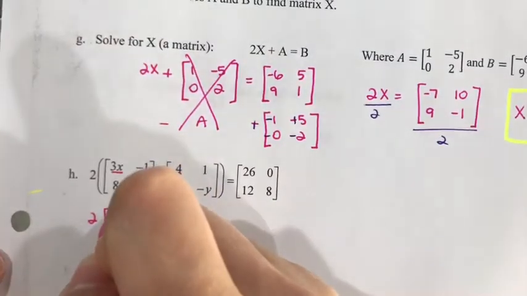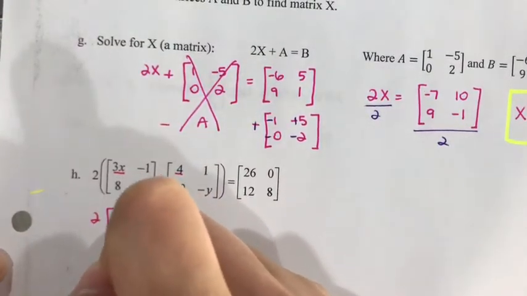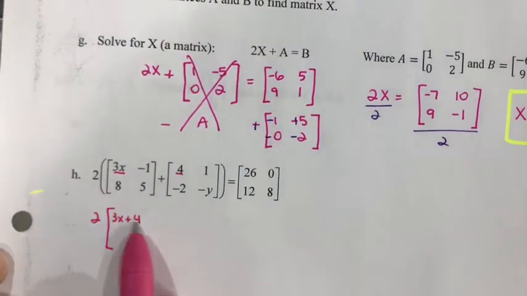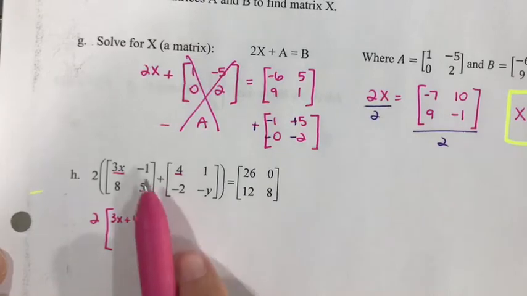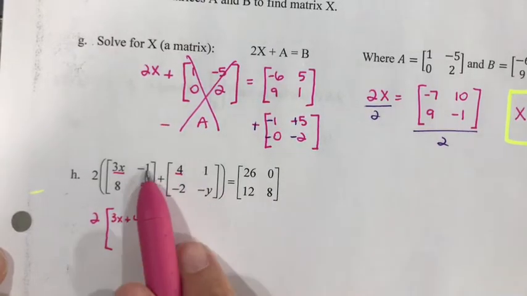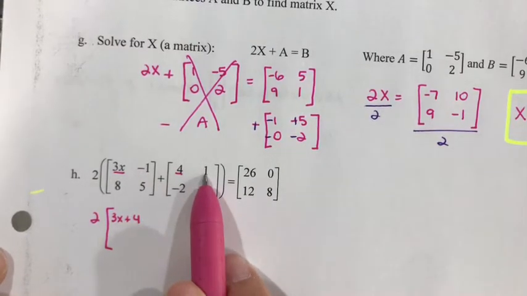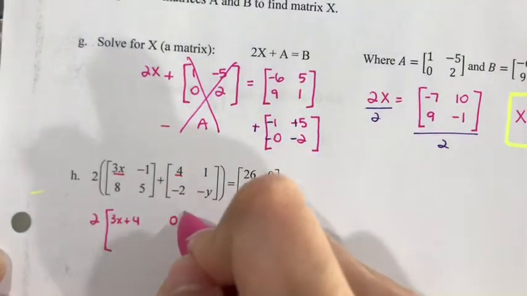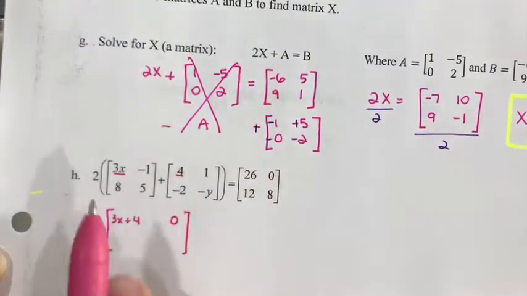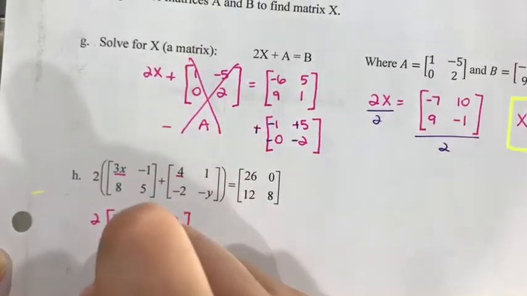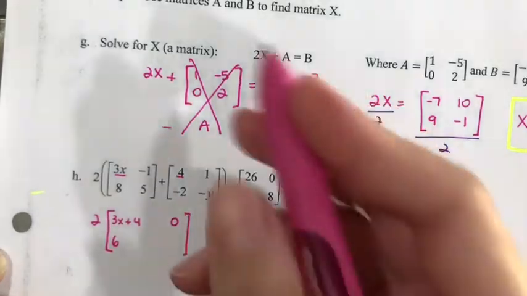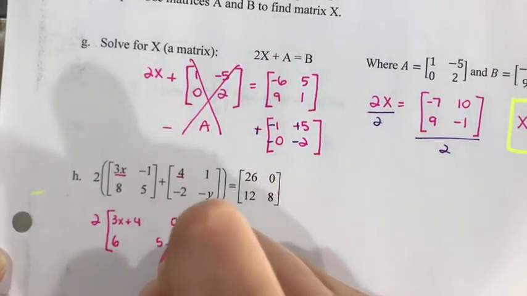Those are not like terms. So I have to write it as 3x plus 4. That is the entire first entry. Now, when I add these two, I've got -1 plus 1 is 0. That goes over here. 8 plus -2 is 6. 5 plus -y is 5 minus y.